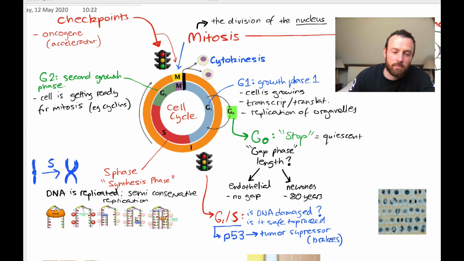So if you have broken brakes, that can lead to a runaway car. Oncogenes kind of actually push the cell cycle forward, but if the accelerator is broken and slammed to the floor and won't come up, that's kind of how we have a mutation in an oncogene. It causes runaway cell division.